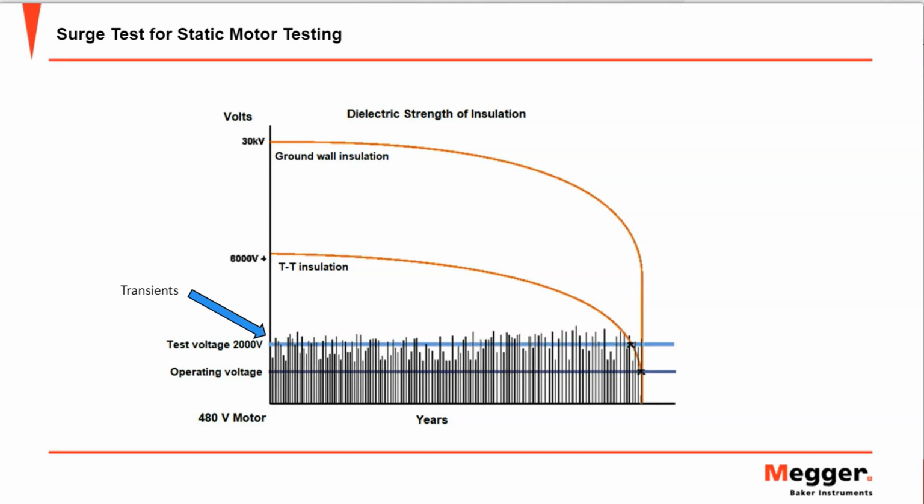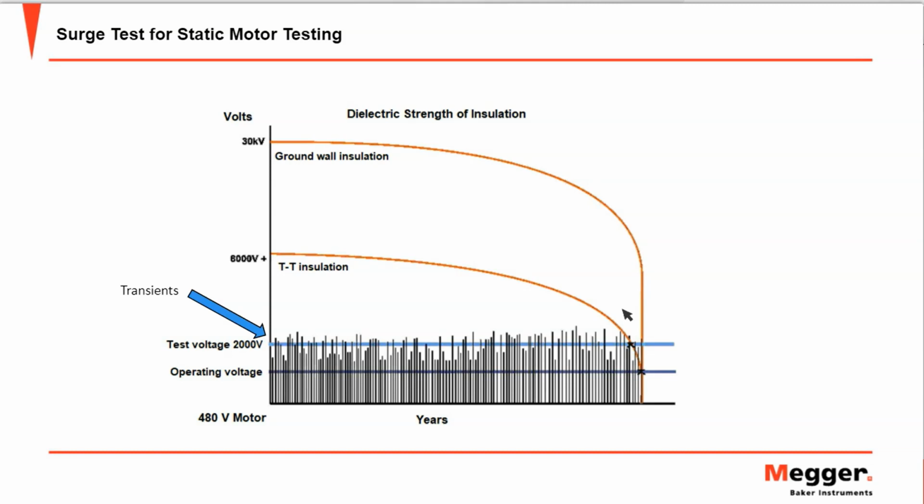So the turn-to-turn insulation of the motor is the weakest part of the motor, where we can have a problem. In other words, we will have the very beginning of the problems through the turn-to-turn insulation.